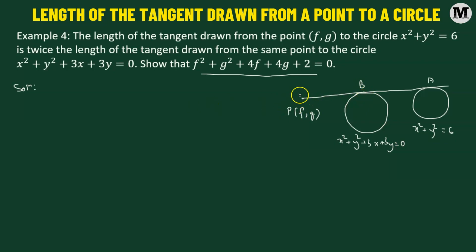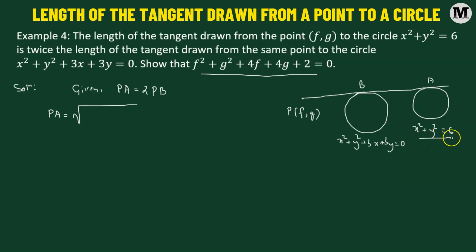Now there's a condition given here. It's given that the length of the tangent drawn from point P to point A equals twice the length of the tangent drawn from point P to point B. Now we use this condition to show that f squared plus g squared plus 4f plus 4g plus 2 equals 0. Okay, so let us begin. So first we will try to find the length PA. So length PA will be, all we have to do is take the square root.